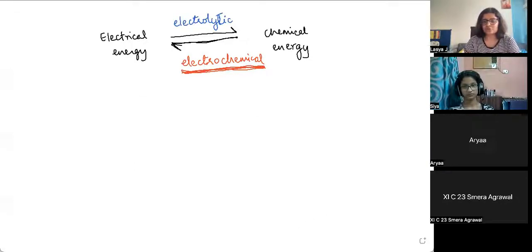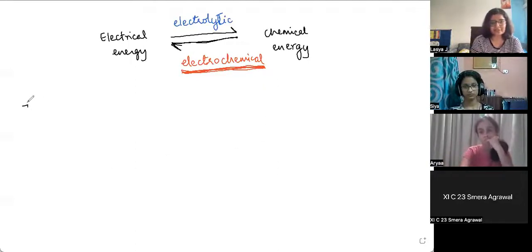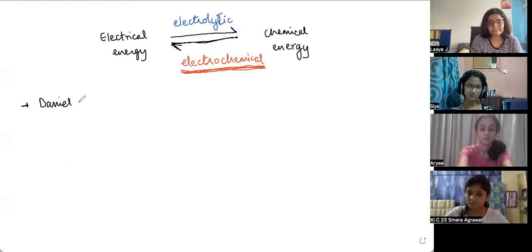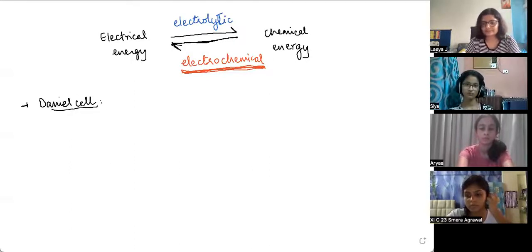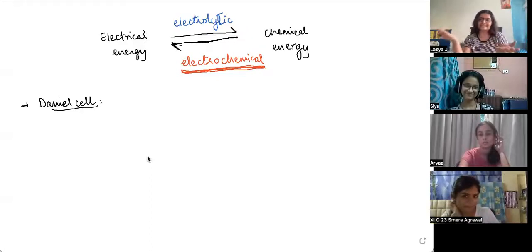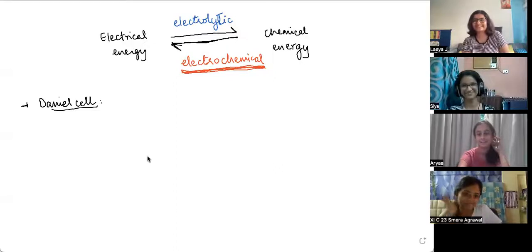So the simplest form of using chemicals in order to bring about electricity, you can do it in the form of a Daniell cell. What is a Daniell cell? Zinc and copper. So I'll just take some zinc in my right hand, copper in my left hand, and then I have a Daniell cell.